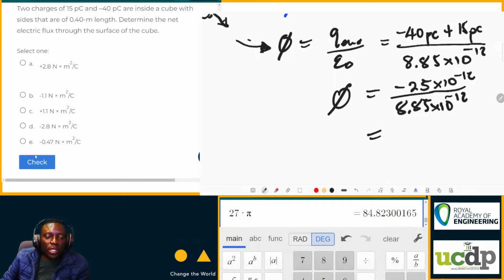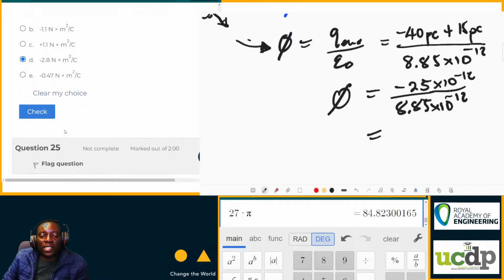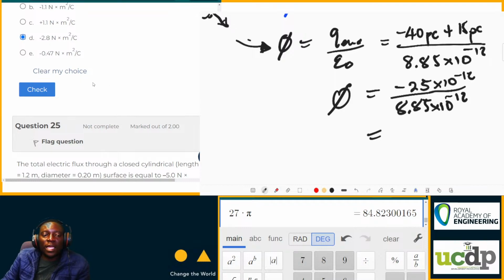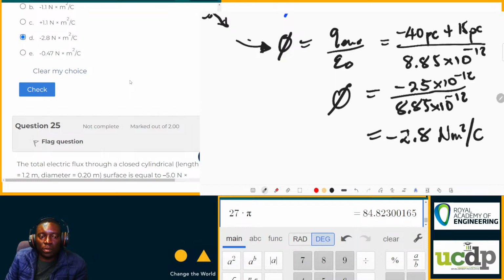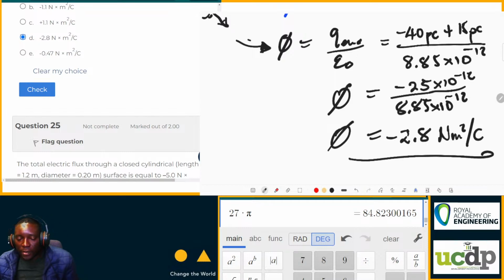Thank you. You have just given us a good ending to the day. Negative 2.8 newtons per Newton meter squared per coulomb. That's how we get this flux. Negative 2.8 newton meter squared per coulomb. Like that. Was that simple? I'm sure it was, eh?